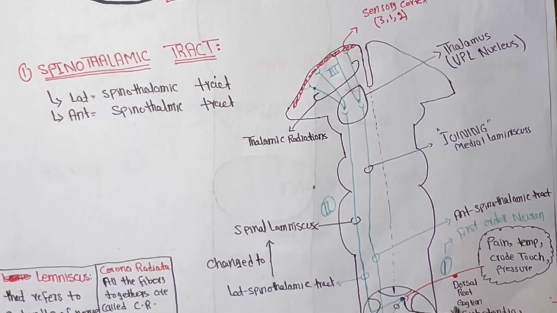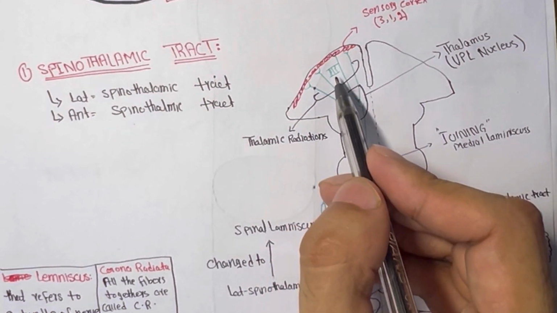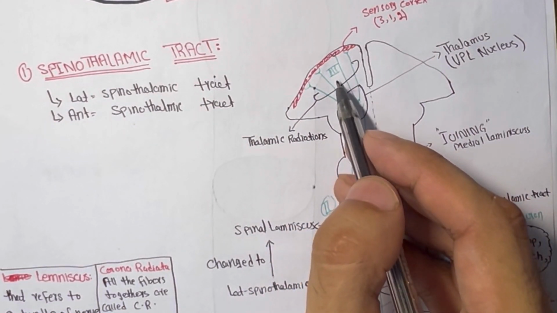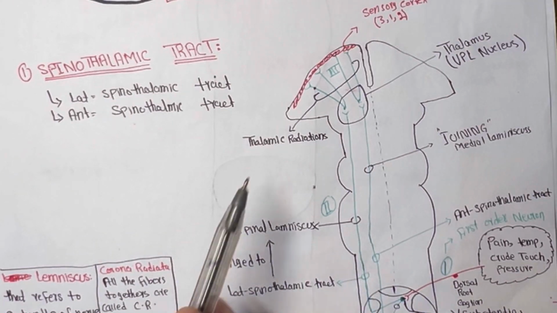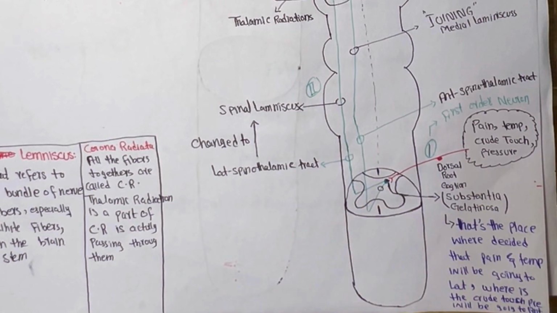First of all, the dorsal root ganglion. This is the place of the first order neuron, and this neuron will be here, in the place of the substantia gelatinosa. And the second order neuron, this one. This is the place of the second order neuron, and this is the place of the third order neuron, thalamic radiation. So this is about the order of neurons. One more important thing that I would like to share here.